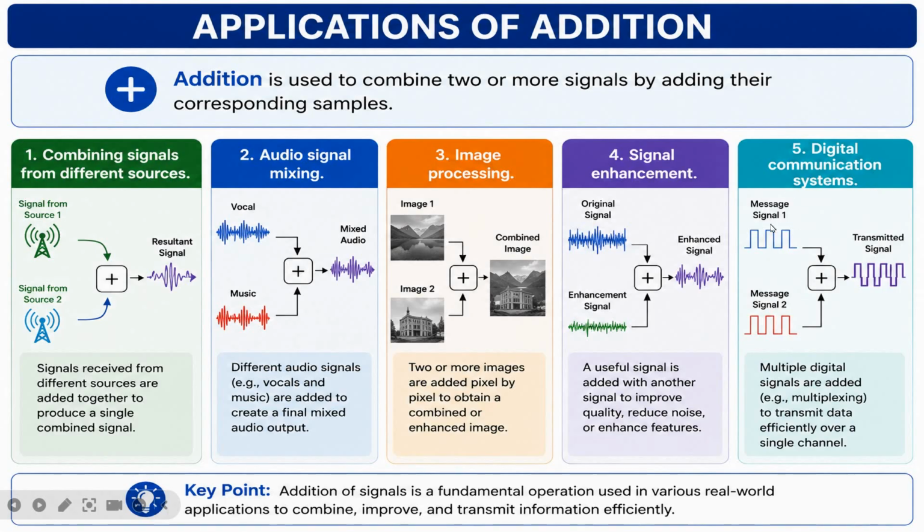So here, if you are having two messages, message 1 and message 2, that is message signal 1 and message signal 2, if you add these two you will get this signal, and this will be the transmitted signal here. Okay, so this is called multiplexing. Multiple digital signals are added, for example multiplexing, in order to transmit the data efficiently over a single channel. So addition of signals is a fundamental operation which is used in various real world applications in order to combine, improve, and transmit the information efficiently.